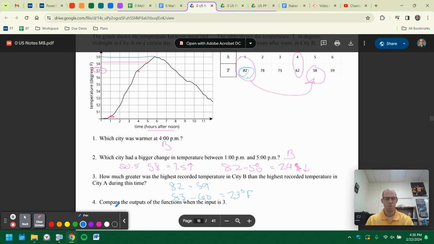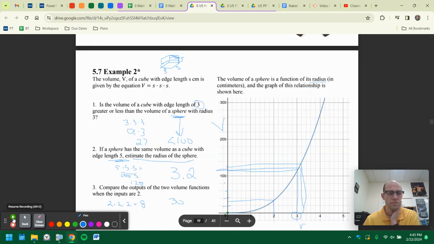Number 4, compare the outputs of the function when the input is 3. So we want to compare the outputs of the function when the input is 3. Our input is always on the x-axis, and the time would be the input up here. So if we have an input of 3, we're looking for time of 3, outputs 54.5, and time of 3 over here outputs a temperature of 75. So there are the answers to the first one.